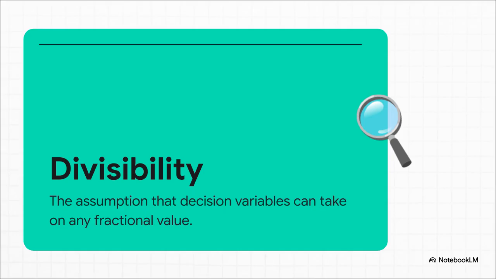This is the assumption that your decision variables can take on literally any fractional value. Unless you are specifically doing what's called integer programming, which, trust me, is a whole different beast. Standard linear programming is perfectly happy telling you to produce 1.5 units, or maybe use 3.7 hours of labor. The math completely allows for decimals and fractions to find that absolute most precise optimal sweet spot.